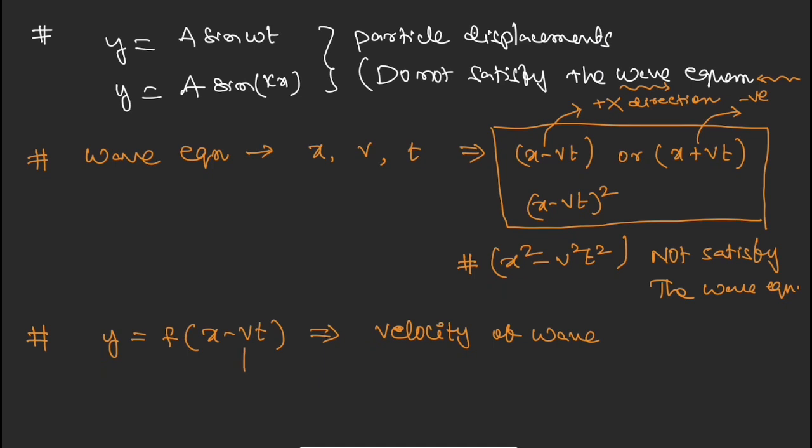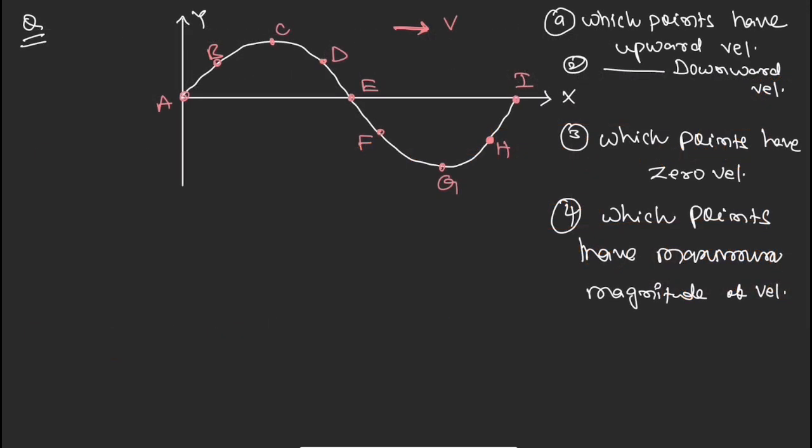So v is the velocity of wave. So what direction? Negative means along the positive x direction. Along the positive x direction. So like we can write on a snapshot. It's a snapshot. A photo is taken at that interval, so it appeared like this picture.